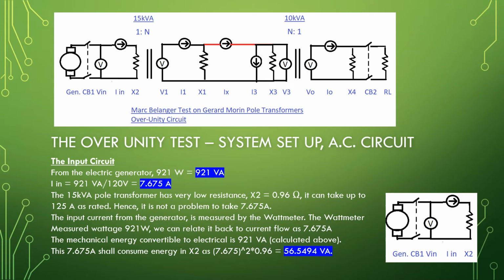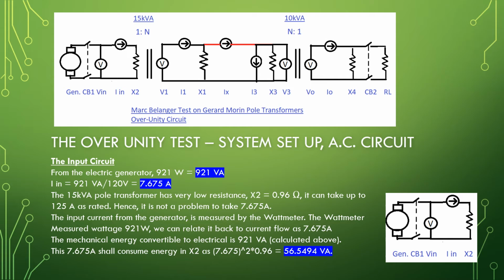I in equals 921 VA divided by 120 volt equals 7.675 ampere. The 15 kVA pole transformer has very low resistance, X2 equals 0.96 ohm. It can take up to 125 ampere as rated. Hence, it is not a problem to take 7.675 ampere. The input current from the generator is measured by the wattmeter.